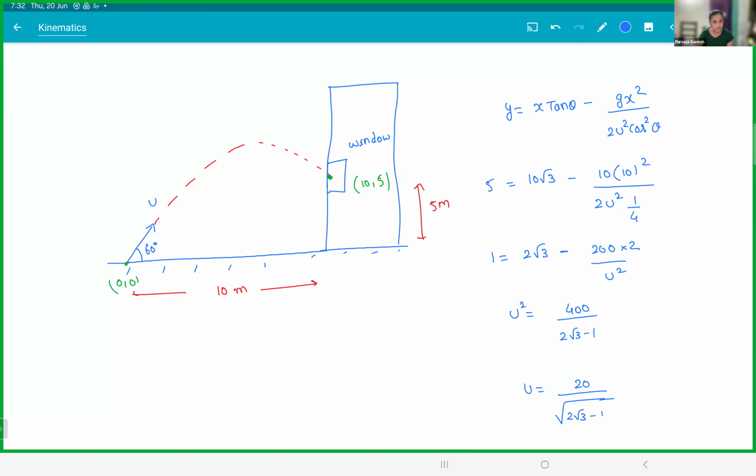So here T1, T2, T3 are the time of flights. Here the speed is V1, here the speed is V2, here the speed is V3 when they land. Find time of flights T1, T2, T3 and speeds V1, V2, V3 when it lands on the ground. So V1, V2, V3 are the speeds when it hits the ground.